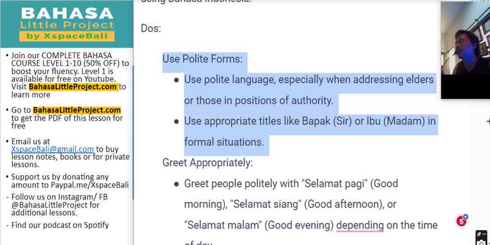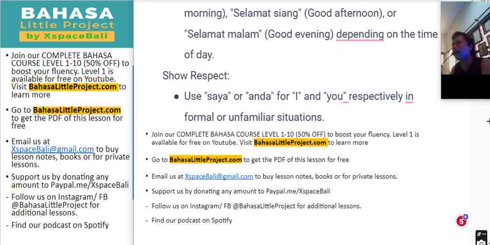Don't do that, if you want to be polite and if you want people to be polite to you as well. So use Bapak or Ibu, and also you can call their name, for example, Bapak Jokowi, Ibu Megawati, those are very famous people in Indonesia, or anybody else. Just use Bapak or Ibu to be more polite, and then next you should show respect by using saya or anda in formal or unfamiliar situations.